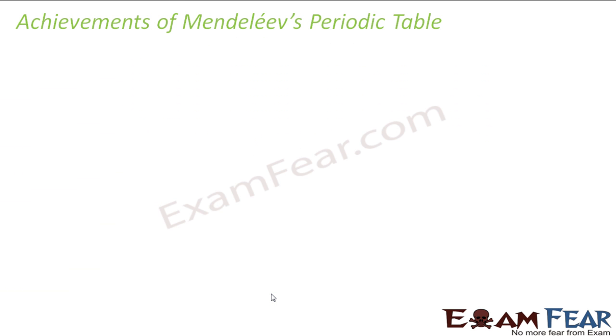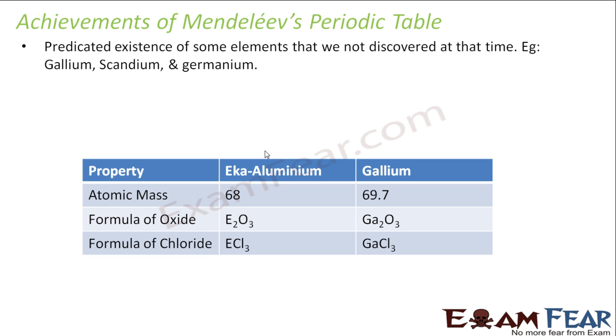So let's understand the achievements of Mendeleev's periodic table. First, he predicted some of the elements which were not discovered at that time, because when he arranged the elements, he found that some elements were missing. He guessed that there would be an element found in the near future which should have an atomic mass of 68, and he called that element Eka-aluminium because it came before aluminium. That element was found in the future, and we call it gallium.